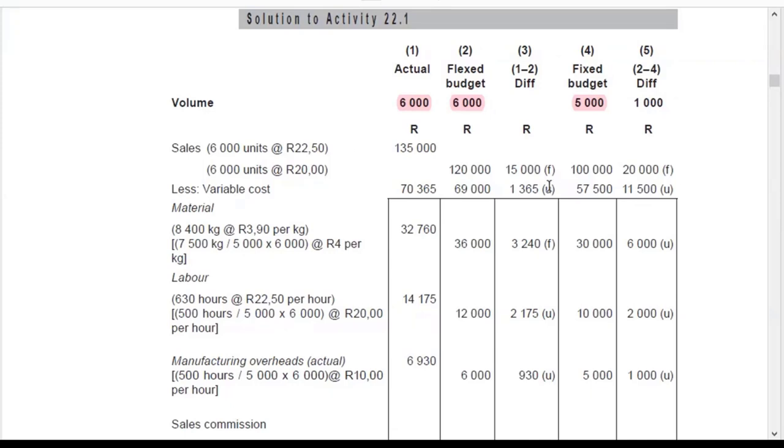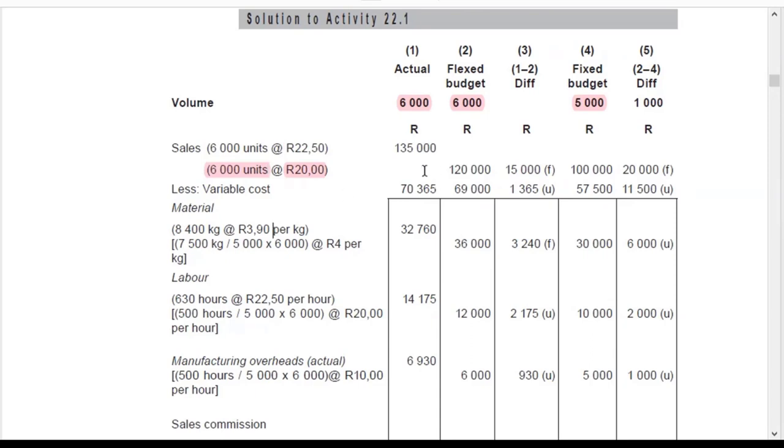So now, how does a flex budget work? A flex budget, you are using the rates, your budgeted rates, but you apply them on what actually happened. Does it make sense? That's what a flex budget is. You're using your standard rate, but you apply them on what actually happened, which is the units in this instance.